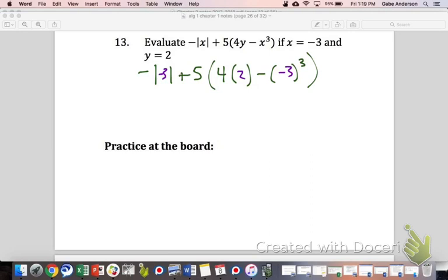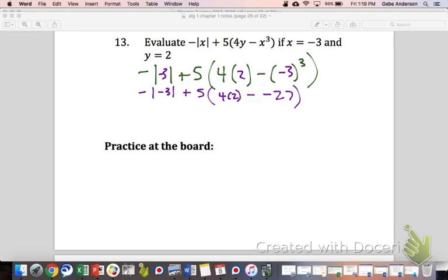I'm going to work inside the parentheses first. So I've got negative absolute value of negative 3 plus 5. Now inside the parentheses, I've got a negative 3 cubed. And what is negative 3 cubed? It's negative 27. Hey guys, did you notice that this minus sign here continues on down there? It didn't disappear or just get swallowed up by the other one. It continues on down. It'll have meaning as we move forward.